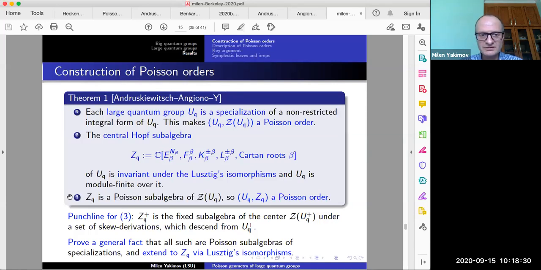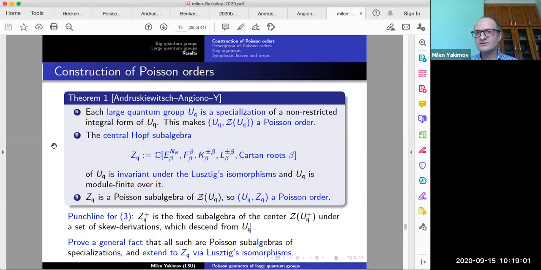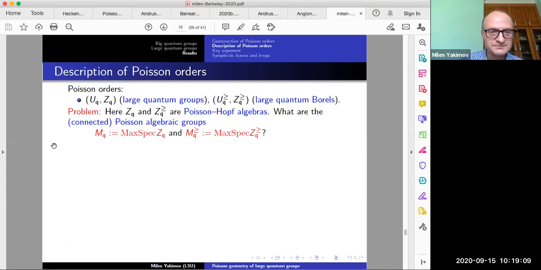And then we prove a general theorem that every time you have something that's fixed under a set of skew derivations, and you have a Poisson structure on the full center that comes from specialization, then this fixed point subalgebra will automatically be a Poisson subalgebra. So by running this general argument on the bottom of the slide, we avoid any concrete calculation with the central subalgebra and Poisson brackets. We simply have a general result that can be applied in other situations too. So this is the first theorem.